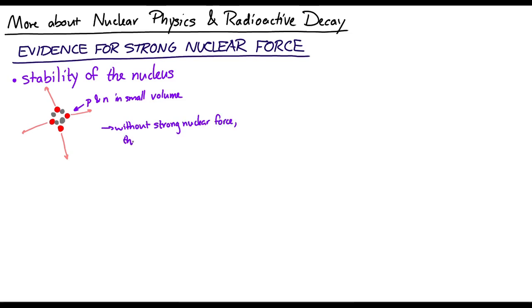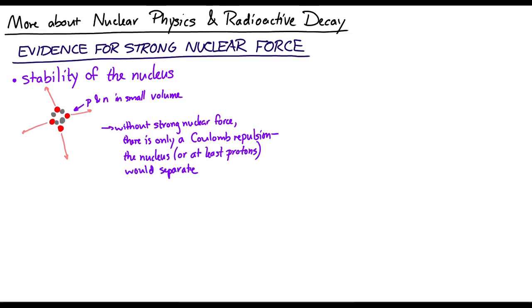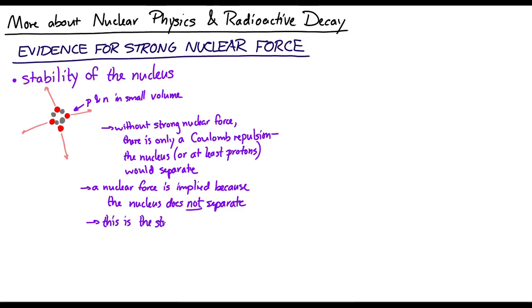Without the strong nuclear force, Coulomb repulsion would cause the nucleus to separate, or at least would cause the protons to separate. So some kind of nuclear force is implied by the stability of a nucleus, and that force is what we call the strong nuclear force.